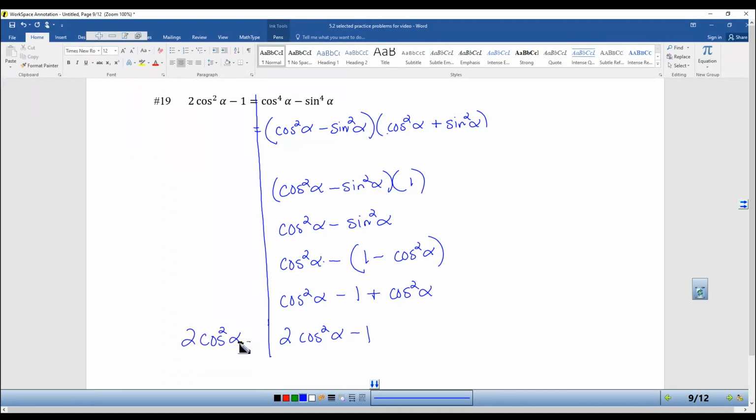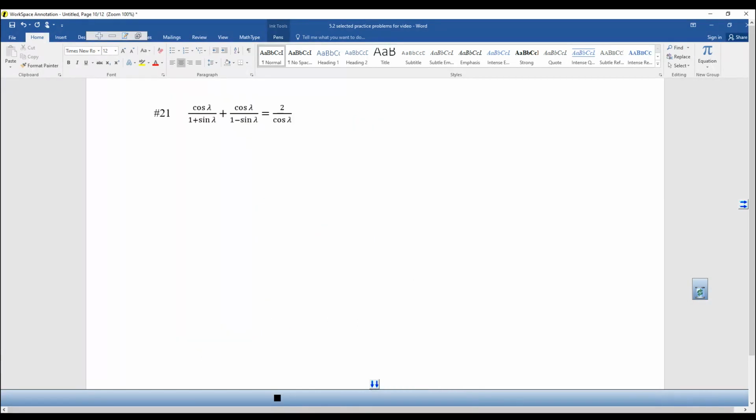So like I said, sometimes people get confused because what happened to this part of it? I ended up just working with this part, and that's because it's equal to 1. Number 21 is on here because I wanted to show you how to get a common denominator. The biggest mistake I see is people doing this.